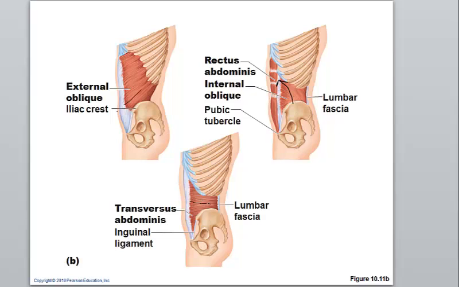And here's a transverse going sideways. Okay, so that's basically what all you have in your abdominal cavity. Now let's look at their function.